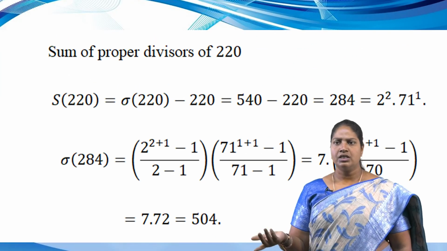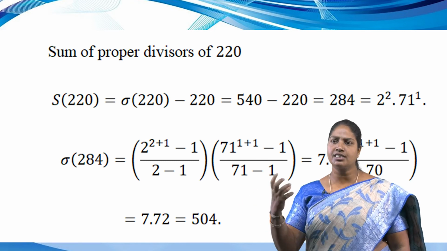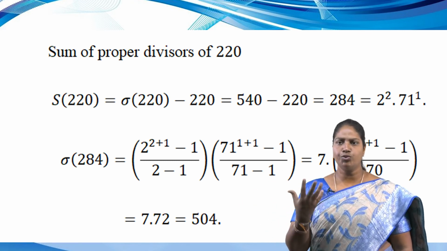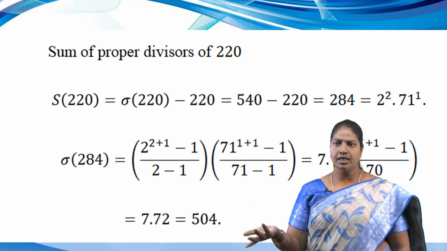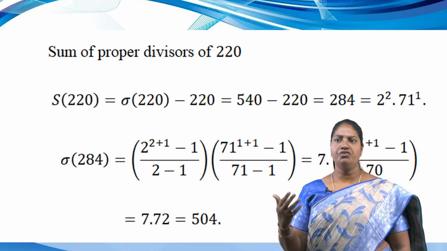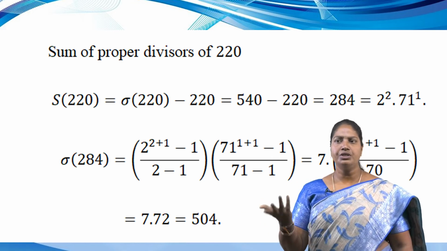So next, calculate the sum of the proper divisors of 220, that is, excluding itself. That is s of 220, which is nothing but sigma of 220 minus 220, that is 504 minus 220, which is equal to 284. So s of m is equal to n.